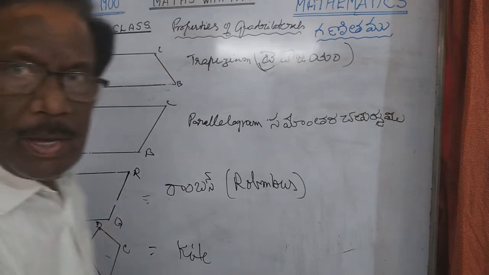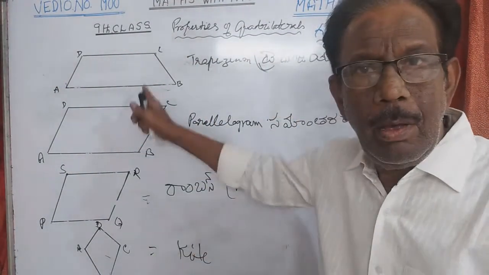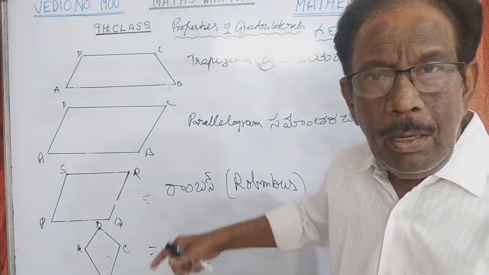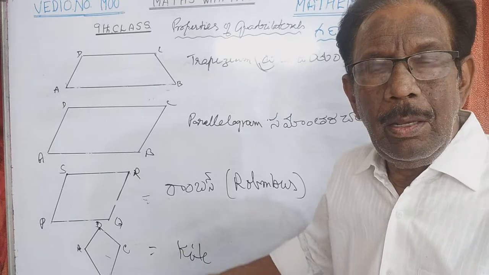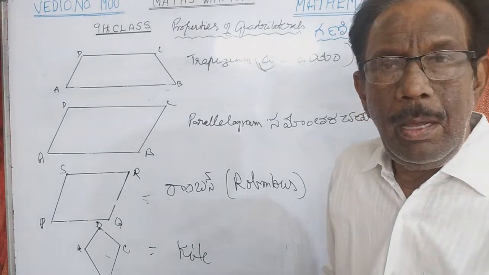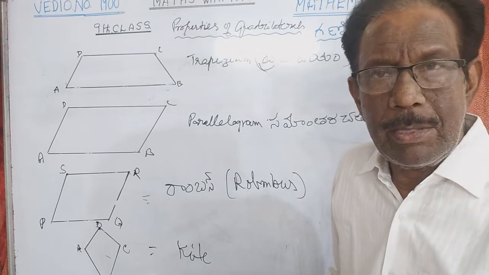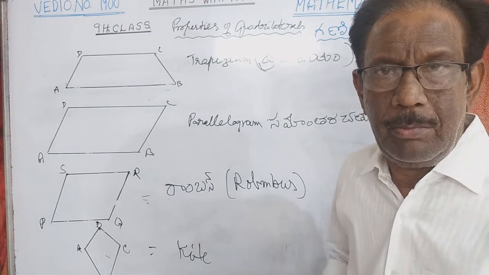Now look at these figures. See, these are also quadrilaterals. All of these are quadrilaterals. Previously you have seen two other quadrilaterals, that is, one is a square and another is a rectangle. In a square, all the sides are equal. In a rectangle, opposite sides are equal.